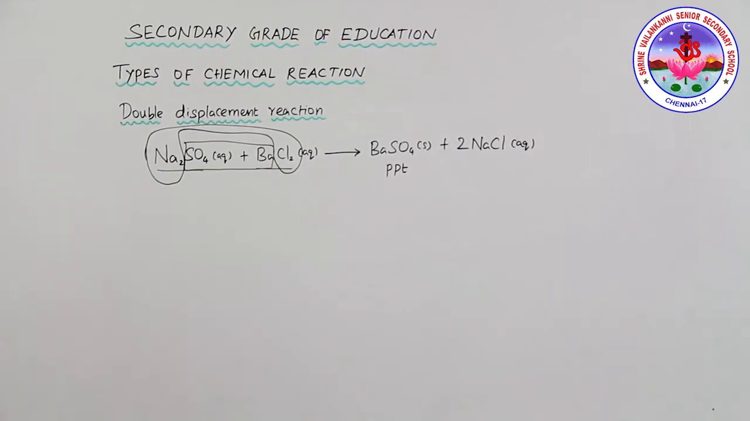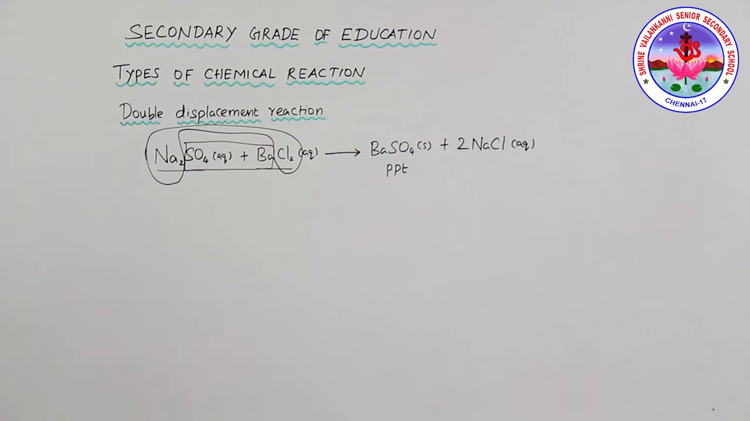We already saw in some activities in the previous section, the lead nitrate reacting with the potassium iodide. What did you observe? The color of the solution changed to yellow, that is, the precipitate formed is yellow. So the lead nitrate converts to lead iodide and potassium nitrate. That is also one of the examples of double displacement reaction.